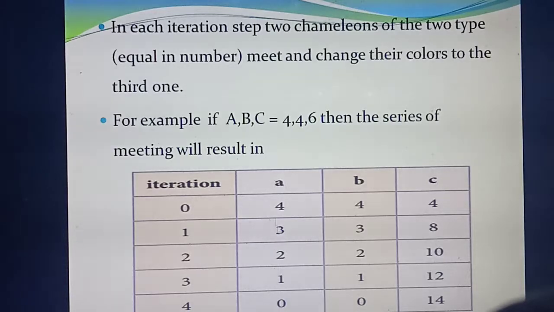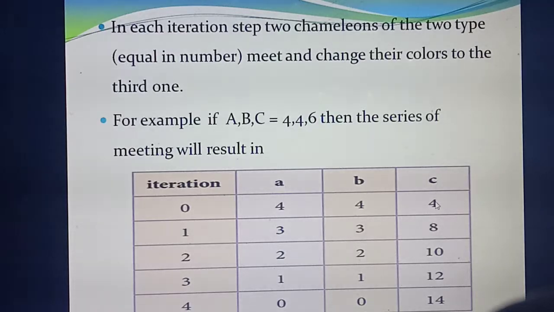So how you need to write it: first you need to draw the tabular column like this. So iteration 0, 1, 2, 3, 4. That is just like a count. First the 0th iteration, first iteration, second iteration, third and fourth. Then you need to write the variables A, B and C. First you need to write the same numbers, 4, 4. So this number is wrong. Please correct it in your textbook also. This is not 4, 6.